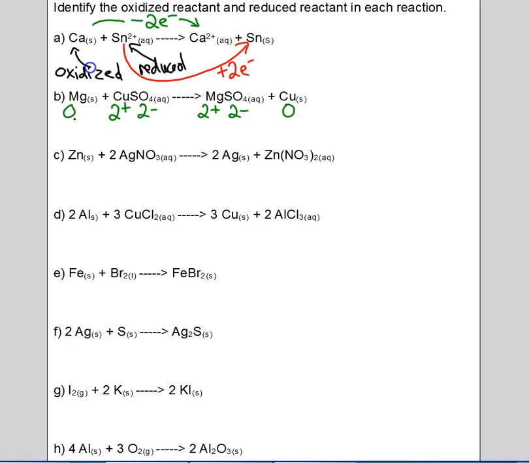So to go from 0 to 2 plus, this is an increase in the charge, so this must be oxidation. There would have to be a loss of 2 electrons. To go from copper 2 plus to copper elemental, we would have to have a gain of 2 electrons. So that is obviously gain of electrons, a lowering of the charge, which is reduction. So we would be able to identify magnesium as the substance which is being oxidized, and copper 2 which is being reduced.